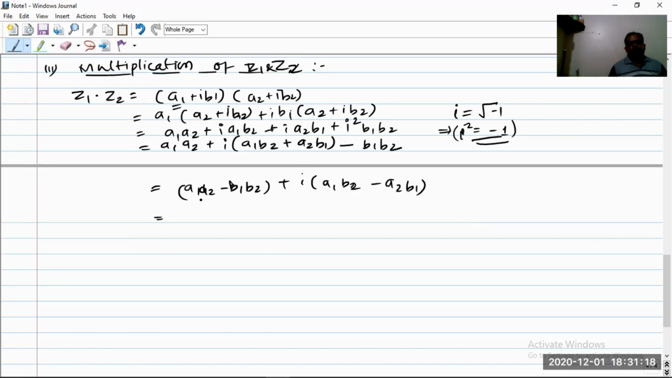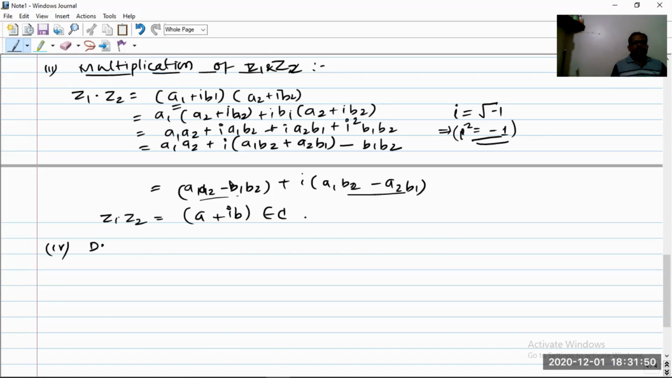So these two brackets, both are real numbers, so I can denote them as a and b again as usual. So it is a plus ib, again a complex number in the standard form. Hence I can say the product of two complex numbers is also a complex number. Understood students? Okay, fine.